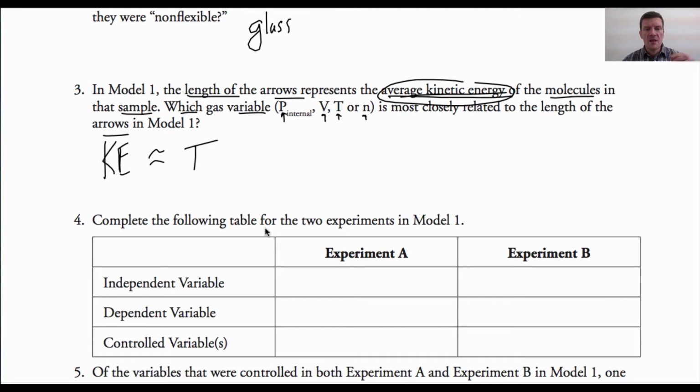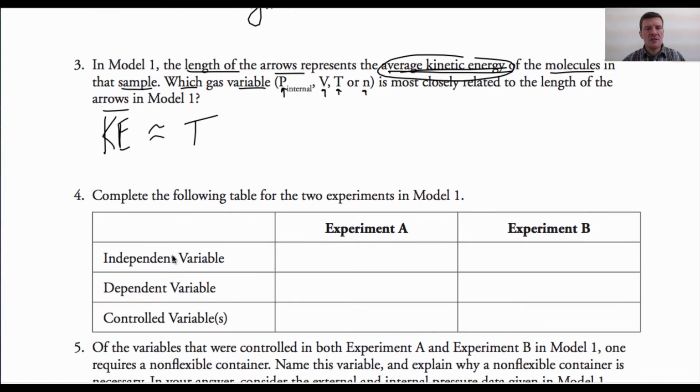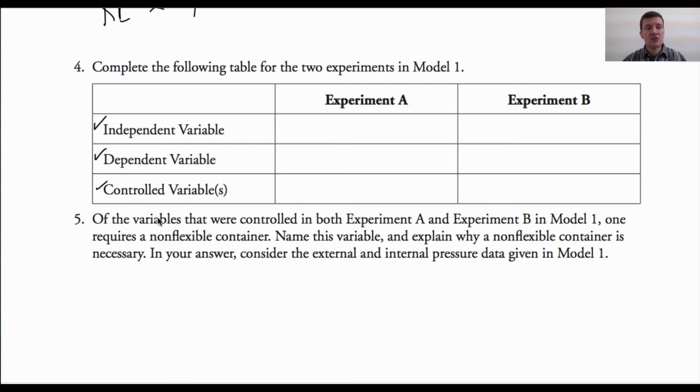Complete the following table for the 2 experiments in Model 1. So if we look here, experiment A and experiment B, complete the following table: independent variable, dependent variable, and controlled. So let's just talk about these really quickly. The controlled variable is the one that you are keeping constant. You're not changing it throughout the experiment. The independent variable is the one that you are changing, that you have decided to alter and to manipulate.